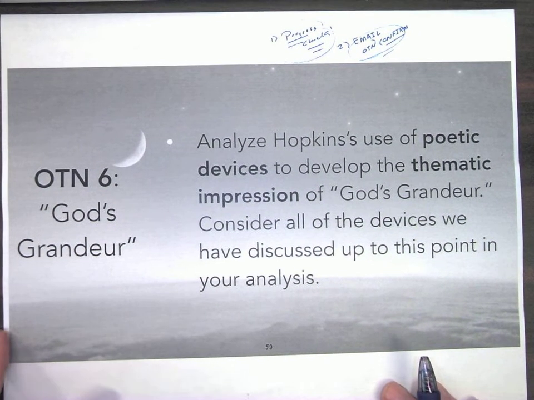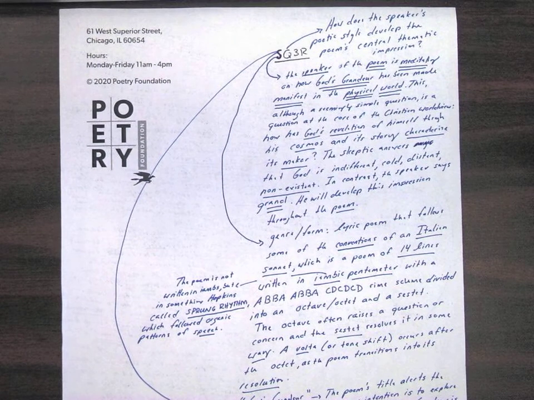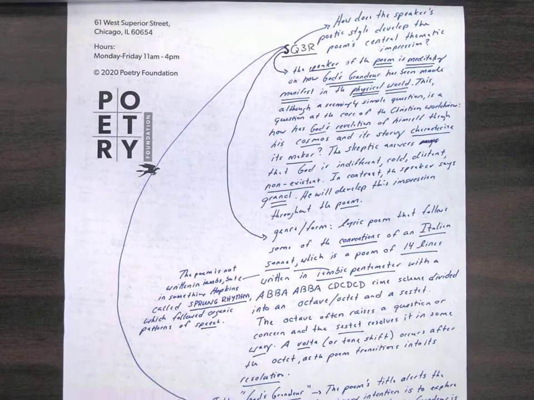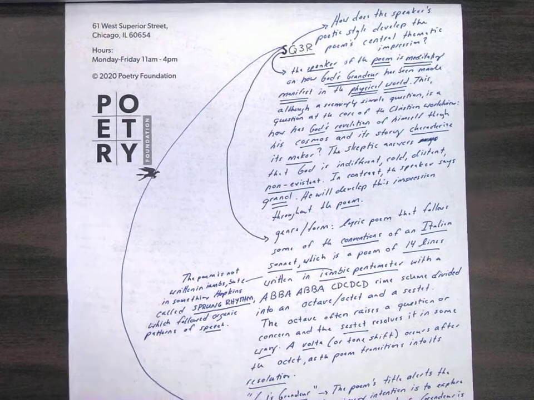All right, so let's go ahead and jump into the poem. As always, we're going to start with an SQ3R, and then we're going to do a quick reading of the poem, and then we're going to analyze the octet, or the first 8 lines of the poem. Then we're going to analyze the sestet next class, the second 6 lines of the poem, okay?